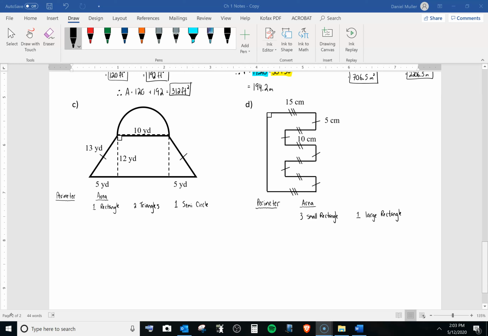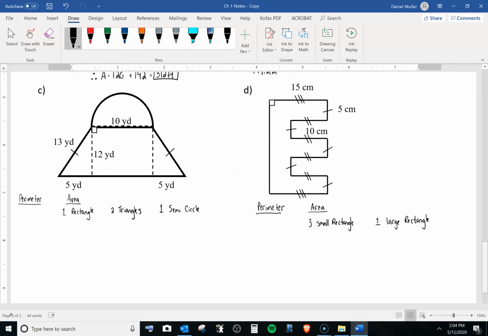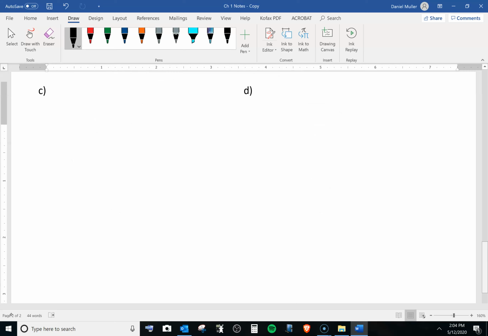And for the other one, it's a whole bunch of rectangles, and you'll see here I've got 3 small and 1 large, but I haven't broken it up quite yet. I'll wait till we get there, and I'll show you what I was thinking, though you can do something a little bit different if you want. Let's take a look at C first and do the perimeter.